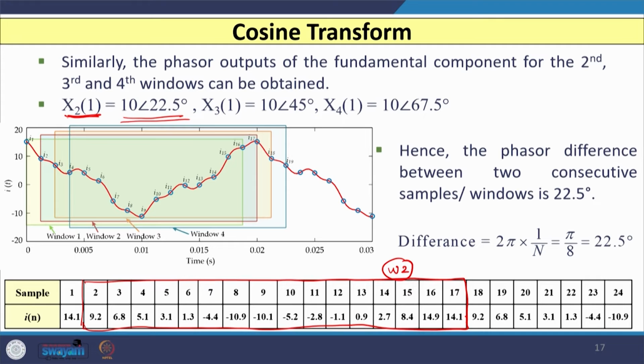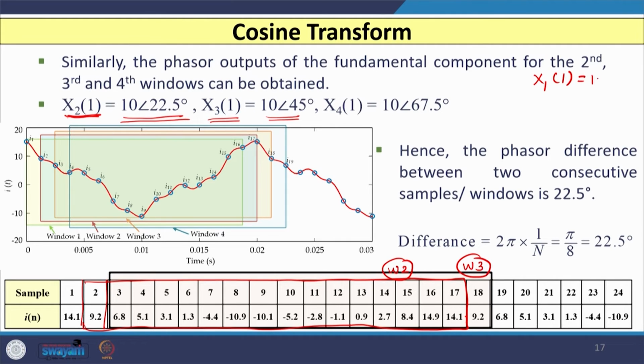If you take the third window, let us say from 3 to 18, this is your window 3, and if you calculate the fundamental phasor, then you will have the value x 3 of 1, that is given by 10 angle 45. So, your x 1 of 1 value will be 10 angle 0, your x 2 of 1 will be 10 angle 22.5, x 3 of 1 will be 10 angle 45 degree, and if you further move, if you take the fourth window, from 4 to 19, then you will have the value x 4 of 1, that is 10 angle 67.5 degree, and so on.